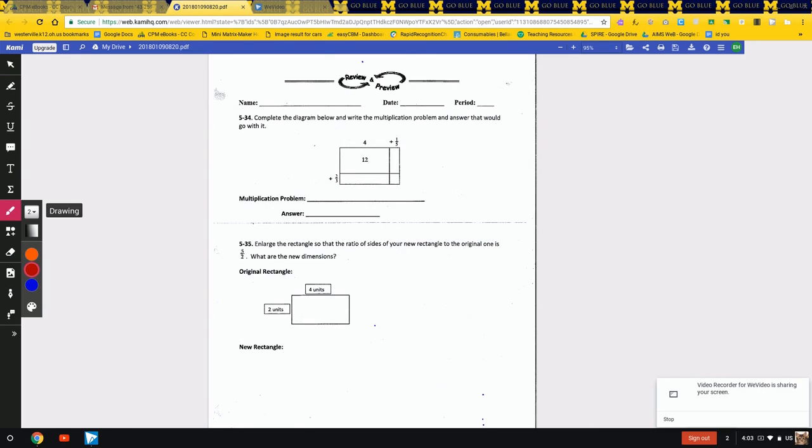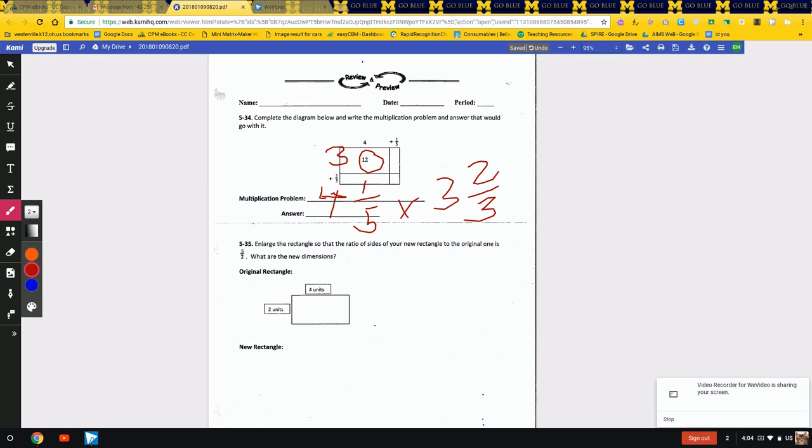Getting right into question 534. We are using the generic rectangle to solve the multiplication problem. They've already given you 4 and 1/5 times something and 2/3, since it is blank. Again, you can look at this answer right here. So 4 times what equals 12, which is 3. So right away, you know your multiplication problem is multiplied by 3 and 2/3.